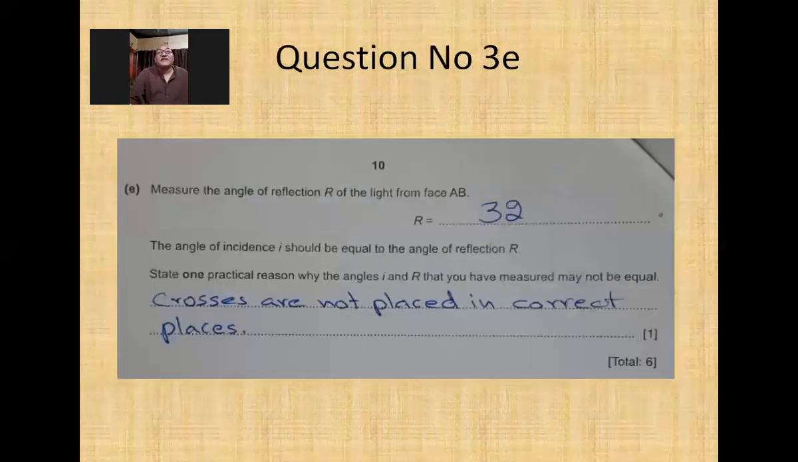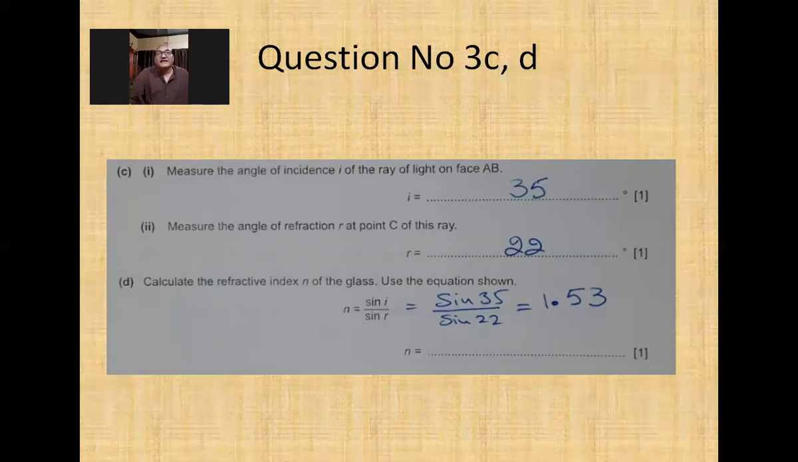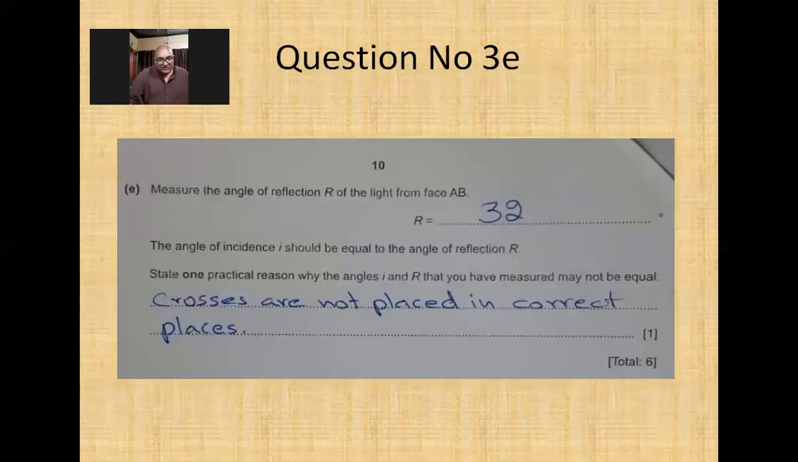Then we have the question number D. So C part is done, the D part is also done. Now we are moving to question number 3, and it's E part. He says, measure the angle of reflection R of the light from the face AB.